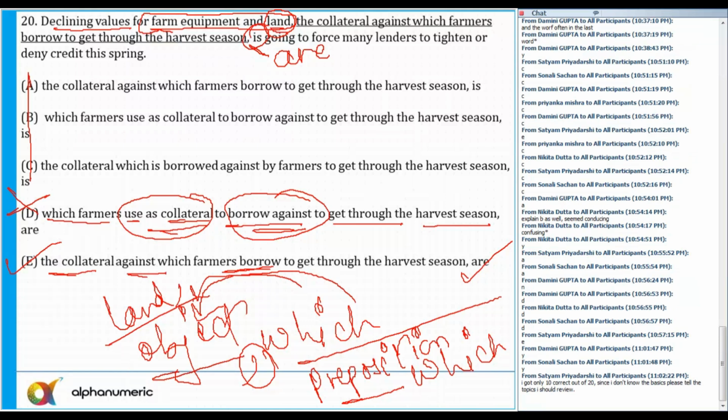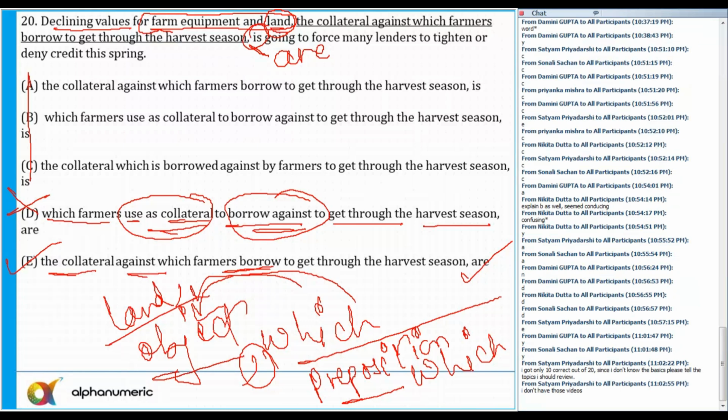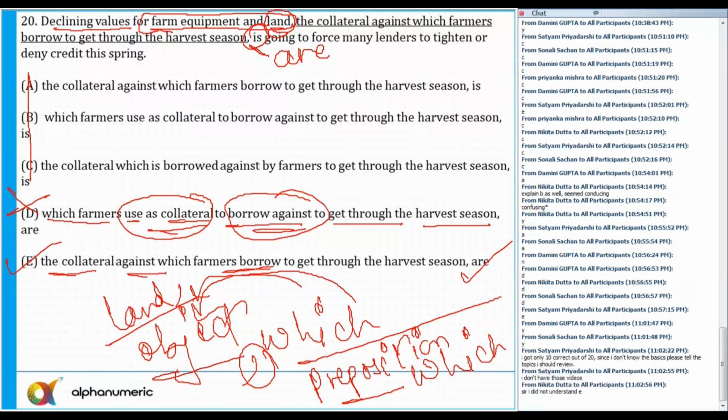Satyam, you're saying I got only 10 correct out of 20 since I don't know the basics. Please tell the topics I should review. Just go through the error correction videos one by one. Everything is there: modifiers, subject-verb agreement, pronoun errors, verb tenses, parallelism, comparison. You don't have those videos? If you don't have those videos, then I'll just ask Nitin sir to give you access for a few days.